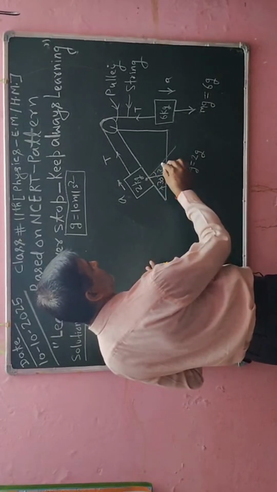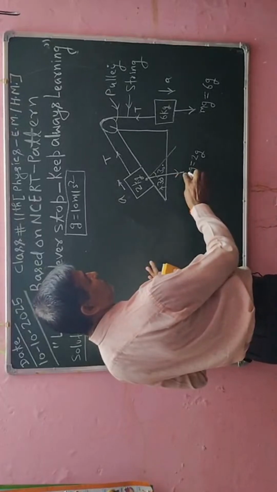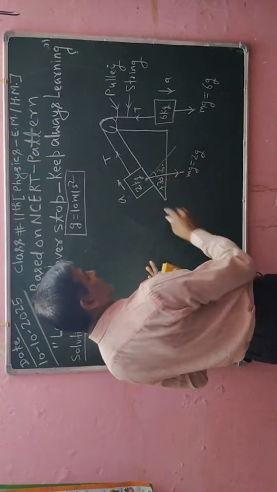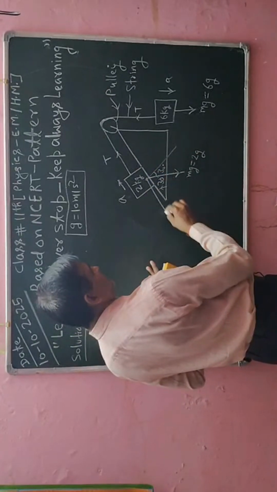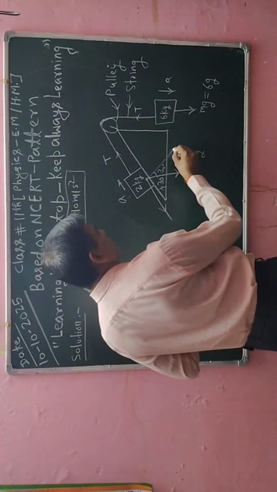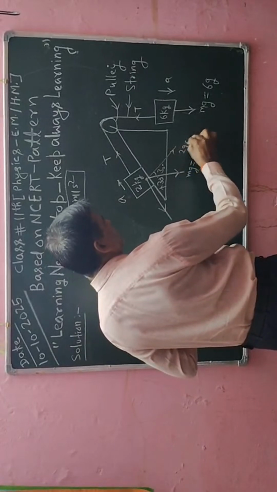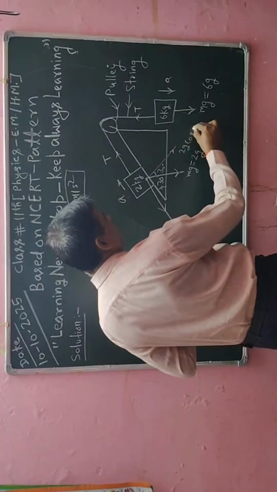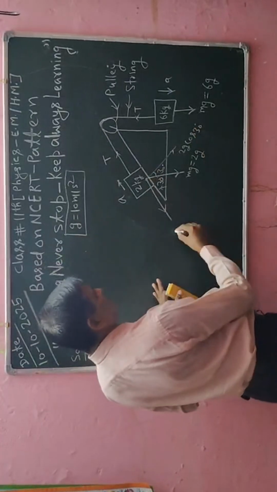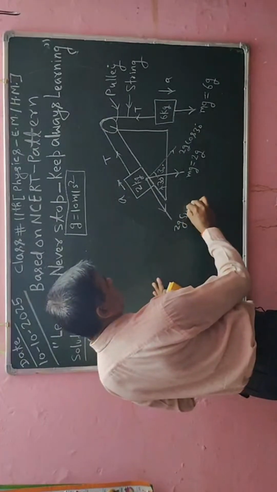So you concentrate here on how I am going to get its solution. Now here I will resolve this force along this direction and also along the inclined plane. So along the inclined plane, along this axis, I will write 2g cos 30 degree, but along this axis I will write 2g sin 30 degree.